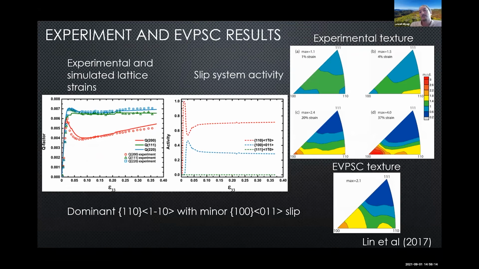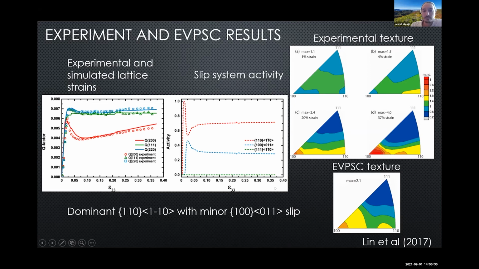Once you do that, then you can start playing with your critical resolved shear stresses and your slip system activities, and you can fit your experimental lattice strains. So for example, here, the open symbols are the experiment, and the lines are the simulation from EVPSC. And over here are experiment textures, and then this is the EVPSC texture.